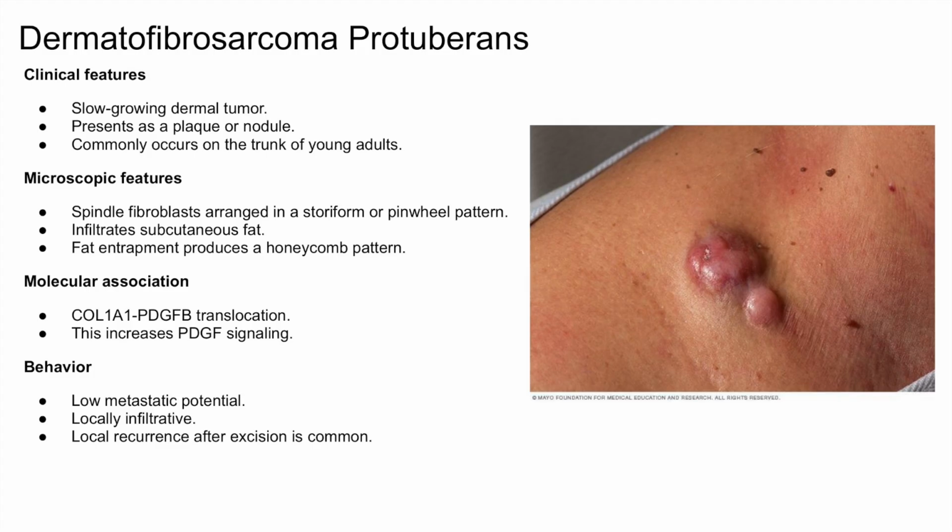DFSP rarely metastasizes, but it is locally infiltrative and commonly recurs if incompletely removed. So, complete margin-controlled excision is important. Unresectable fusion-positive disease may respond to imatinib, which we will get into the pharmacology at the very end. I have the whole pharmacology boogaloo like we did last time.